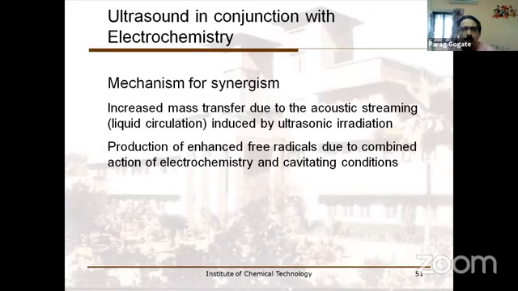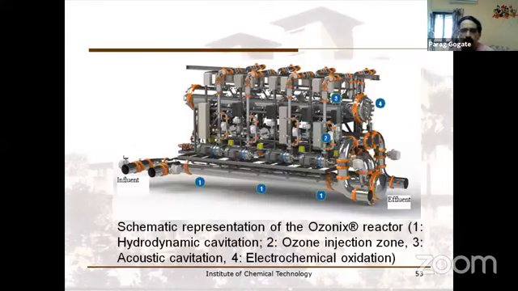So if I'm thinking of combination of ultrasound with electrochemistry, then again increased mass transfer, because your electrochemical reactions are also facing problems of mass transfer. So ultrasound turbulence will give you enhanced mass transfer, and you will have production of enhanced free radical. So this is the typical picture or schematic of the ozonics reactor. It has different zones. It has hydrodynamic cavitation, which is one. Ozone injection happens at point 2. Then you have a pipeline type reactor here, and then you have 4 as electrochemistry. So definitely I'm combining everything.